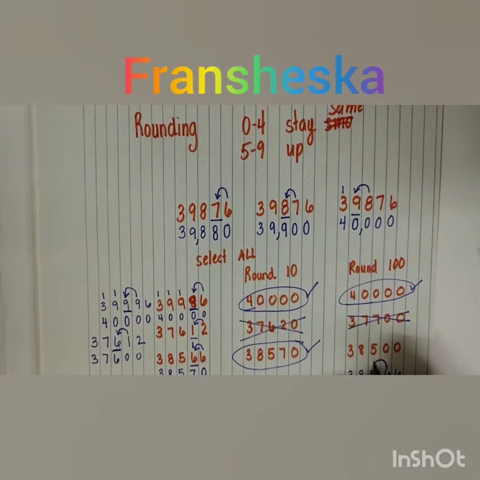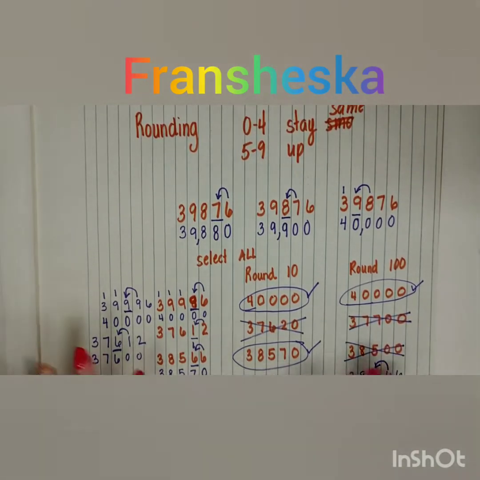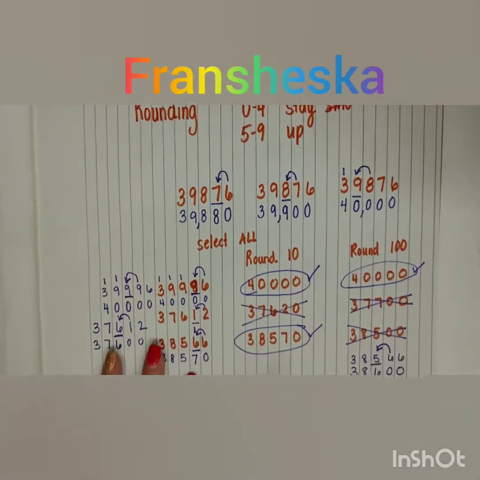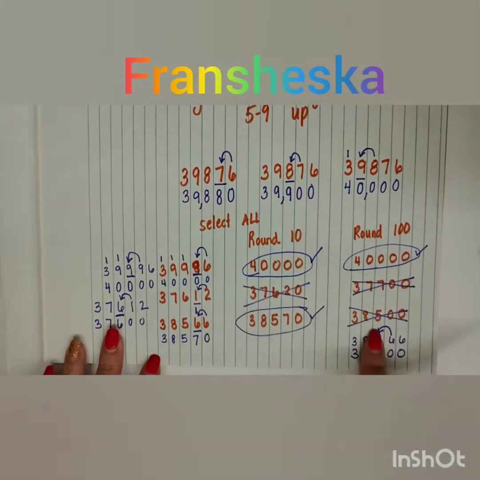So the 6 tells the 5 to go up 1. Everything before stays the same. Everything after becomes zeros. 38,600, that is not correct. So for this multi-select rounding problem, there are 2 in the first row, none in the second, and 1 in the third.